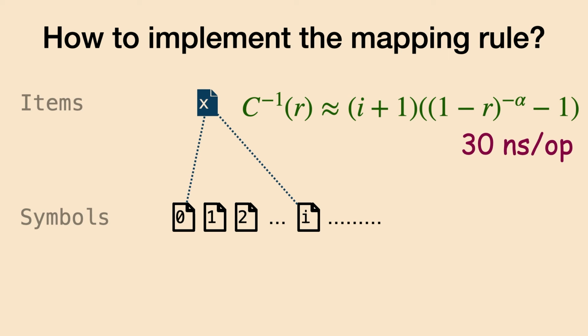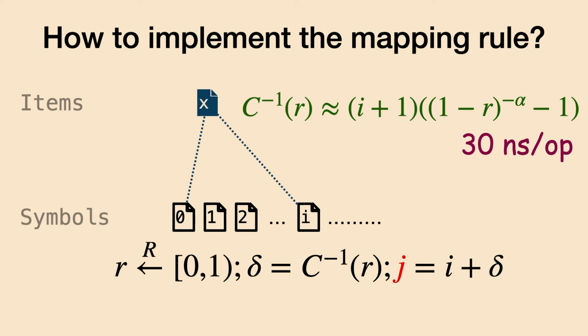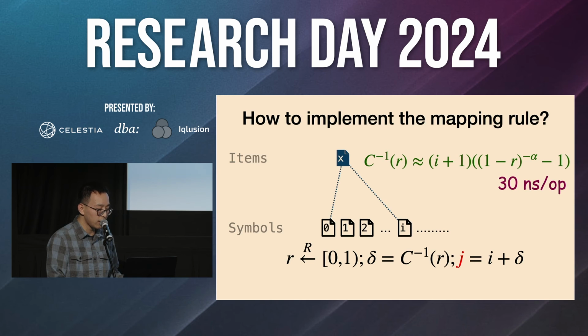The inverse of this cumulative mass function is also very simple. To actually sample a delta, we sample a uniformly random number from 0 to 1 and plug it into this inverse of the CMF. The next index j is then i plus the delta that you just sampled. This is very efficient because we skip all the symbols in the middle and arrive exactly at the next index that should be mapped to.